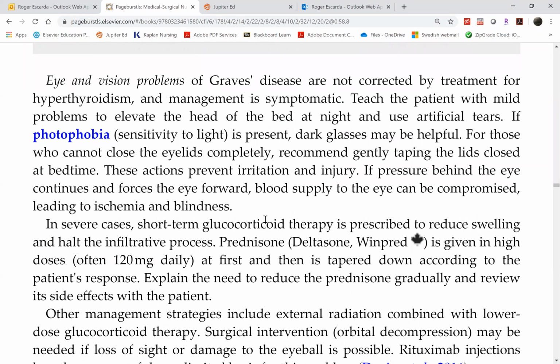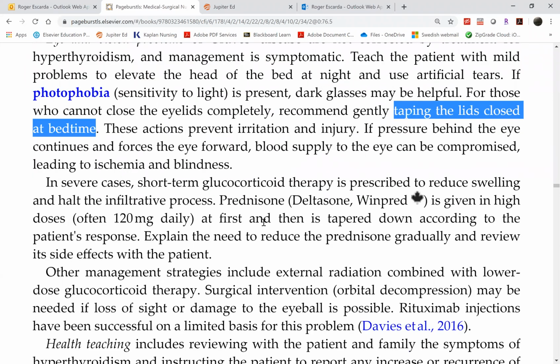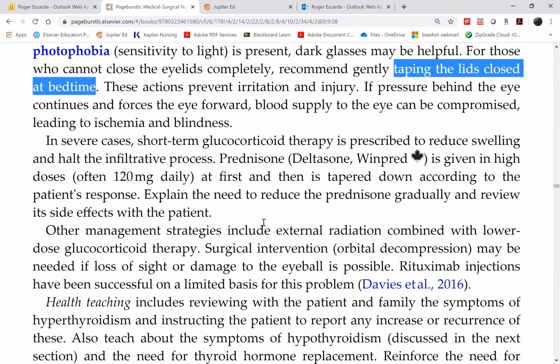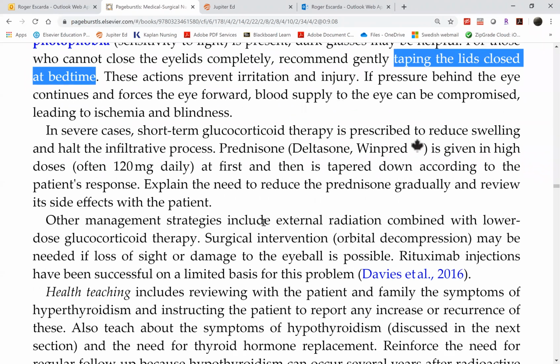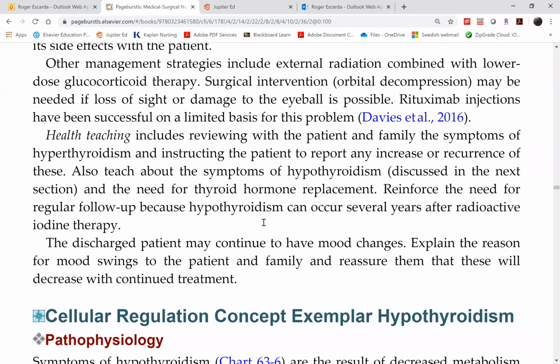Eye management. So here, earlier we had artificial tears. Here we have now dark glasses, as well as taping the eyelid shut at bedtime. Do so gently though. Yeah, that's it. Any questions on hyperthyroidism?